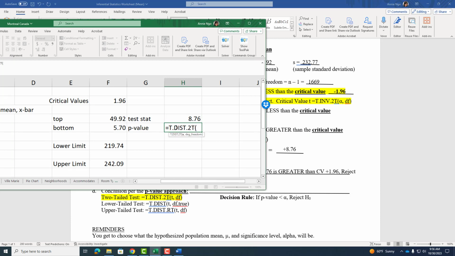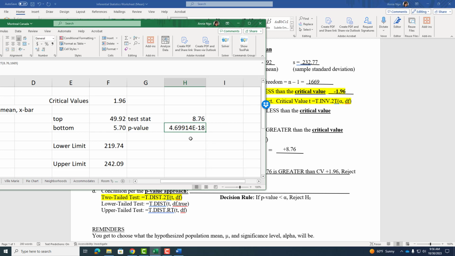T.DIST.2T, parentheses. Now, the x here is my test statistic. That's that 8.76. Be very careful. When it asks for the x, that is the test statistic that you found in part B. Sometimes students make the mistake and they accidentally put the critical value in there, which doesn't make sense. You need to put your test statistic. So I put in my 8.76, and then I put in my degrees of freedom of 1669. And you're like, where did that come from? Recall we found it earlier up here, my 1669. I'll close parentheses and hit enter.